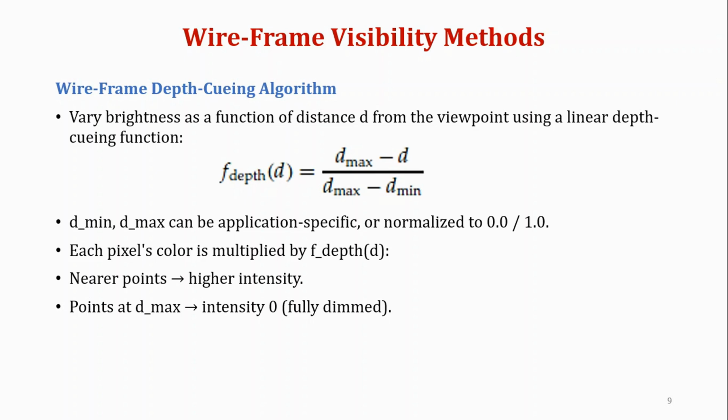Okay, so the depth can be calculated by this formula: d max minus d, divided by d max minus d min, where d max and d min are the intensity values.